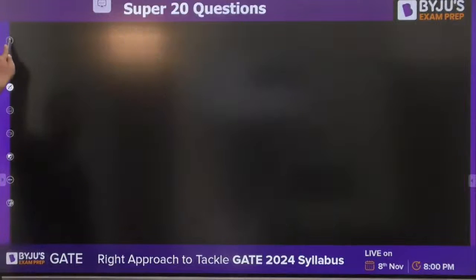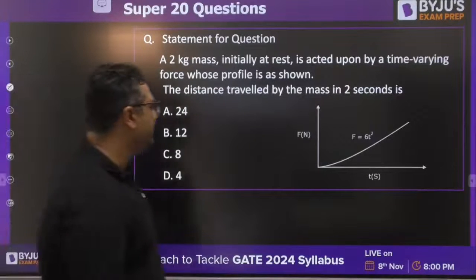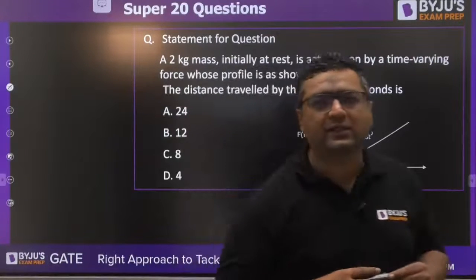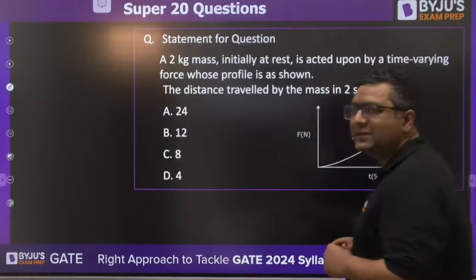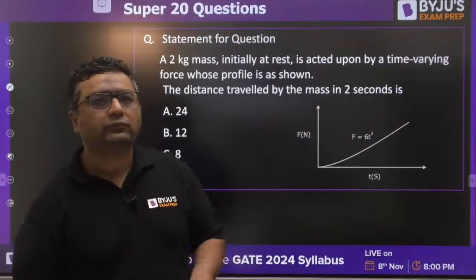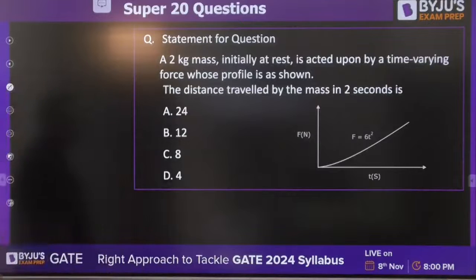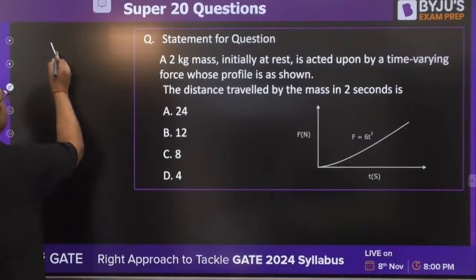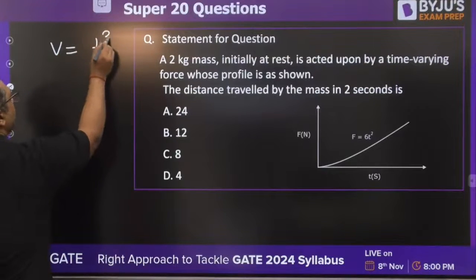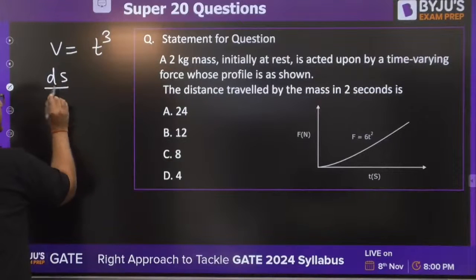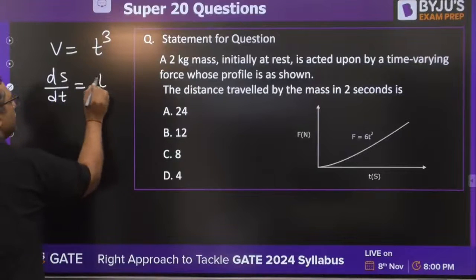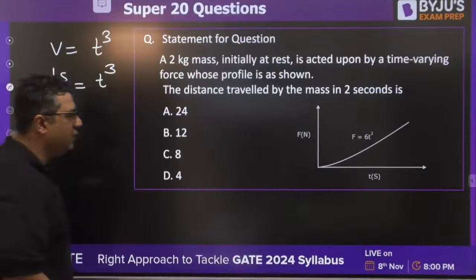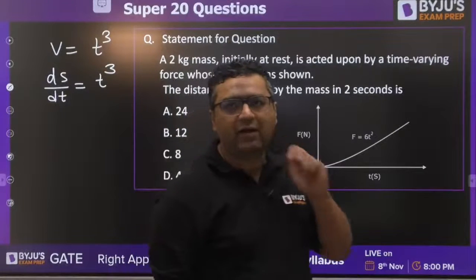Very good, guys. Moving to the second part. The distance traveled in 2 seconds is. You have seen V is t cube. So this is ds by dt. Use it and find out the distance traveled after 2 seconds.